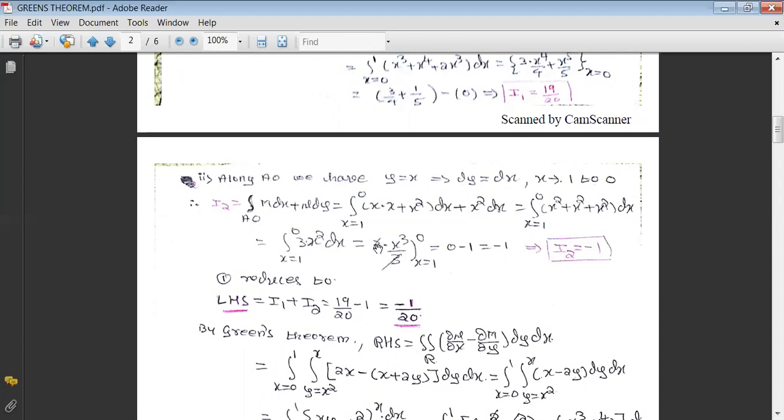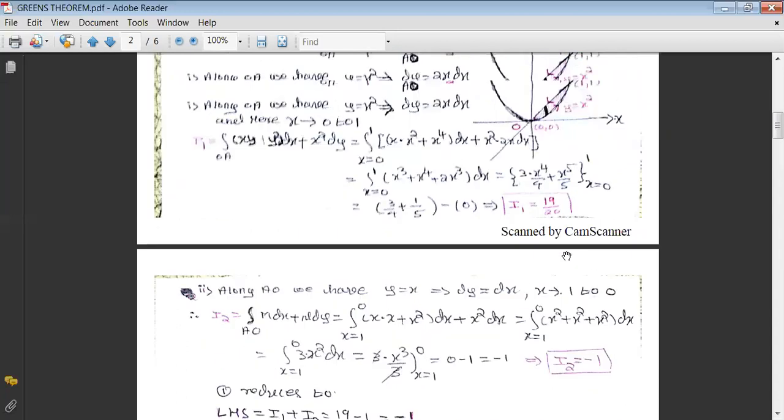If you integrate by keeping 3 as it is, x cube by 3, it will get cancelled, x varies from 0 to 1. If you take the upper limit, its value is 0, and if you take the lower limit, it becomes minus 1. Upper limit minus lower limit, that is 1.